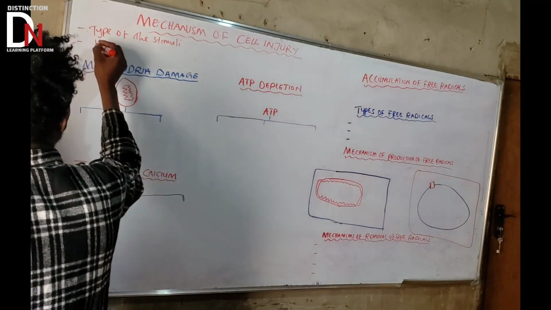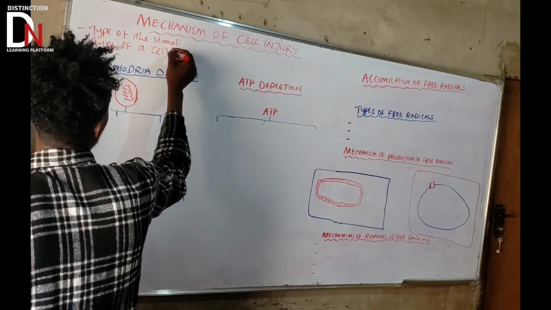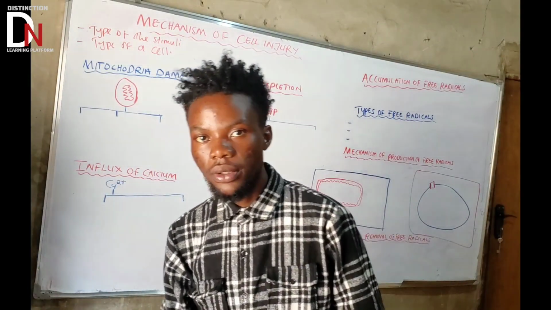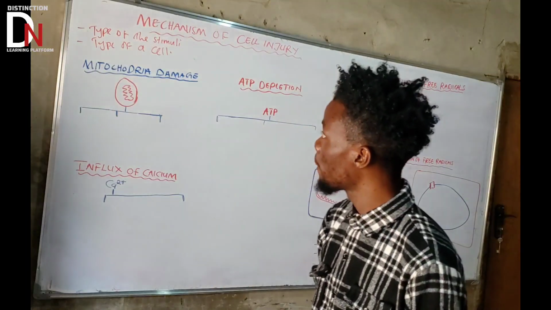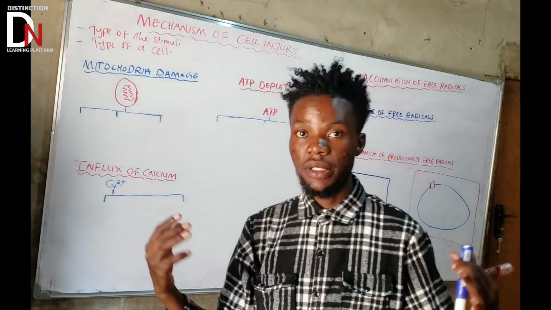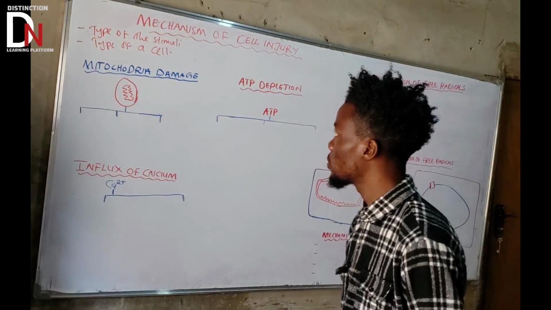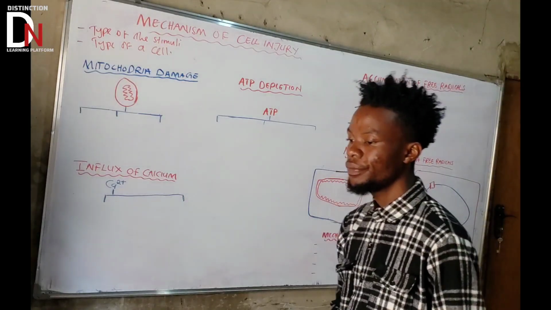Another very important principle is the type of cell. In the good example I'm talking about, cardiac cells and skeletal muscle respond differently to the stimuli, as well as the genetic makeup of the cells or individuals. They are also part of the principles of cell injury.